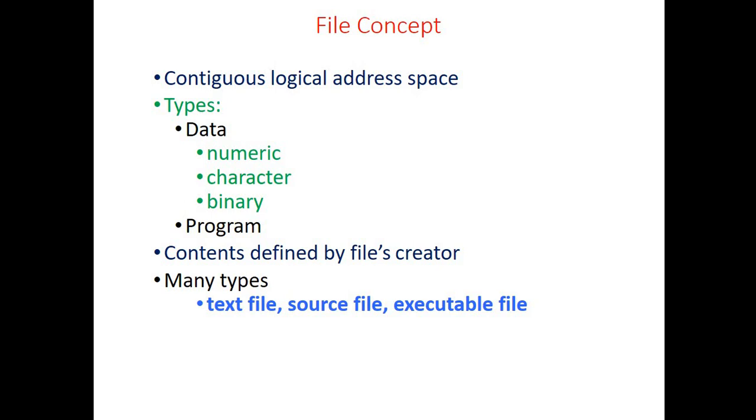A file is a collection of data spread in a contiguous logical address space. There are two types of files. One is a data file, another one is a program file. A data file contains information in the form of numeric data, character data, binary data. A program is nothing but a collection of instructions that may have alphanumeric characters.